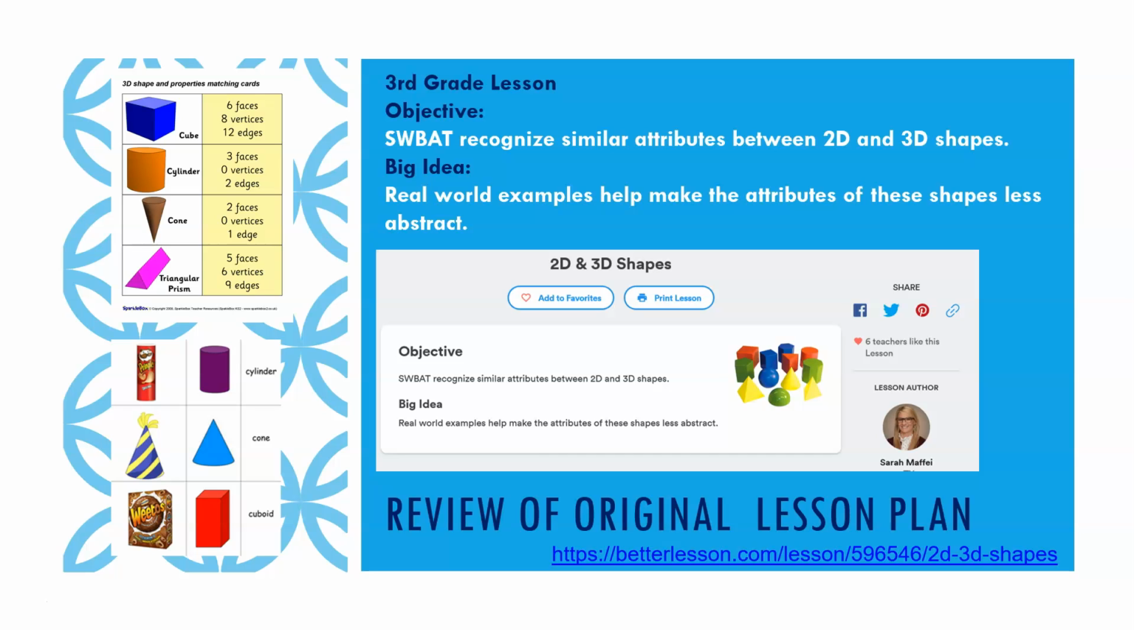So, a reminder of the lesson plan that I've selected. The objective is to recognize similar attributes between 2D and 3D shapes, and the big idea is that real-world examples help make these attributes of shapes less abstract. This lesson is for a 3rd grade class.